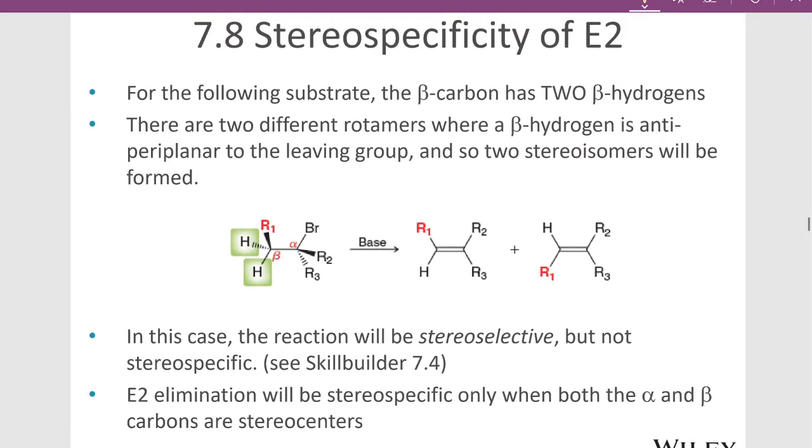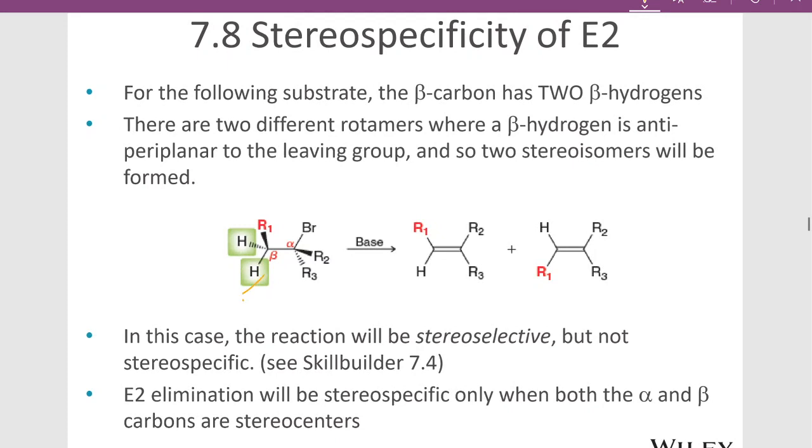Now here we have an example of a substrate that has 2 beta hydrogens, and because it has 2 beta hydrogens, we can get both stereoisomers as possibilities. We can have both the E and the Z isomer of these molecules. So this is called stereoselective instead of stereospecific. If we only have 1 beta hydrogen, then we get a stereospecific elimination reaction.